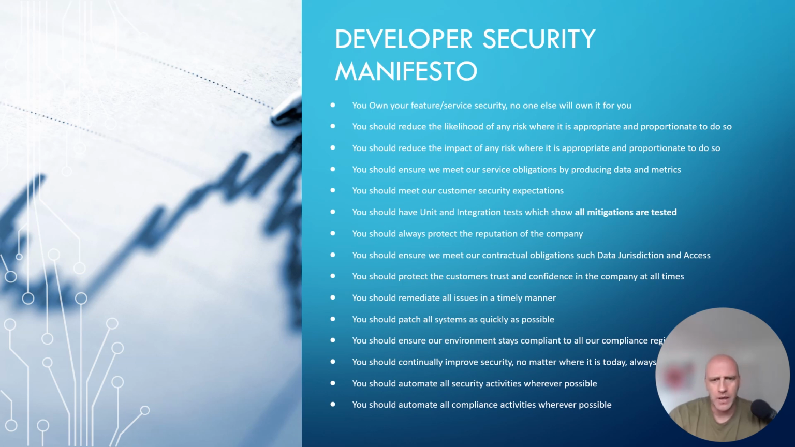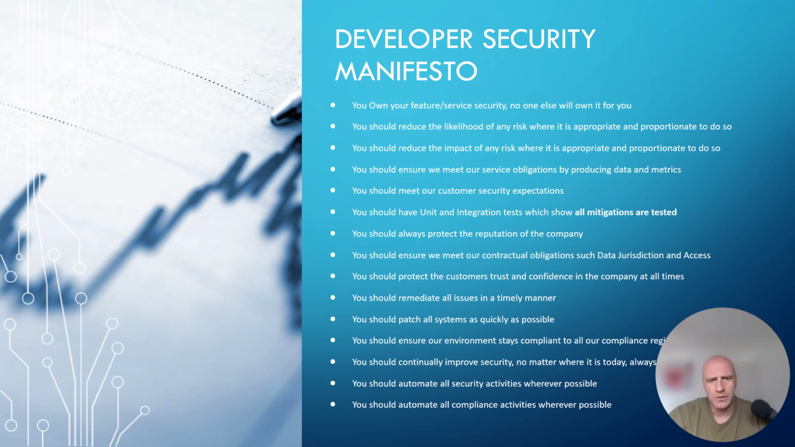They should all ensure we meet our contractual obligations such as data jurisdiction and access. You should protect the customer's trust and confidence in the company at all times. They should also remediate all issues in a timely manner. That's why normally we will build SLAs in specific issues that are raised. So what's the time scale when they should be fixed?